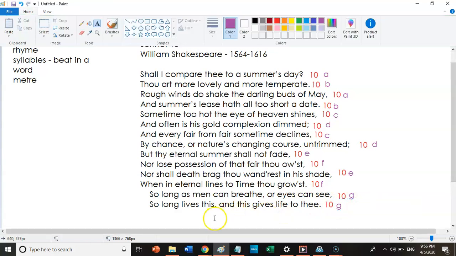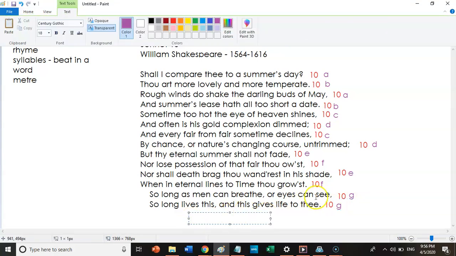So when we're writing out the rhyme scheme, you actually just write it out literally like this. A, B, A, B. C, D, C, D. E, F, E, F. G, G. And that will be the rhyme scheme. And that's how we show it in English.